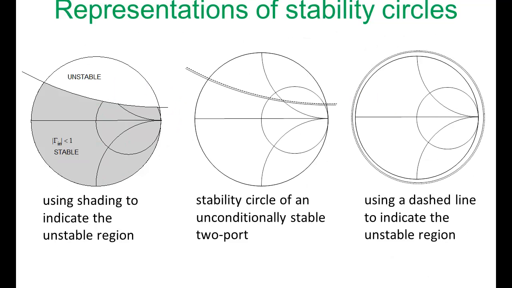Now we need to talk a little bit about CAD programs, because of course CAD programs don't want to use shading. It would become overly complex if we had shading. So instead, a dashed line is used to indicate the unstable region on a Smith chart. So we draw the circle. Of course this arc here is part of a circle which has a very big radius and the center is a long way out. The unstable region is indicated by the dashed line. And if the whole amplifier is stable, no matter what the load reflection coefficient is, well, we'll just draw a circle around the Smith chart and put a dashed line on the outside. So that's what a computer program does.